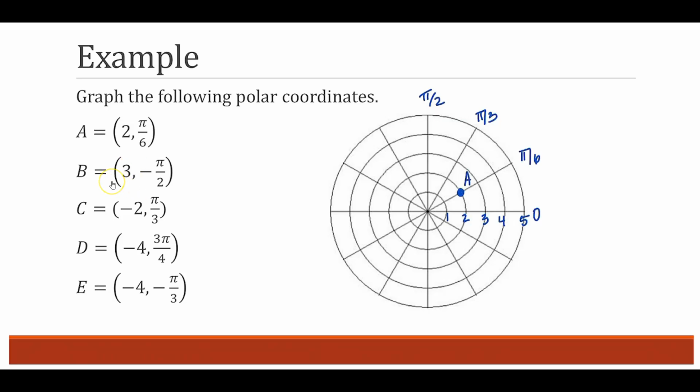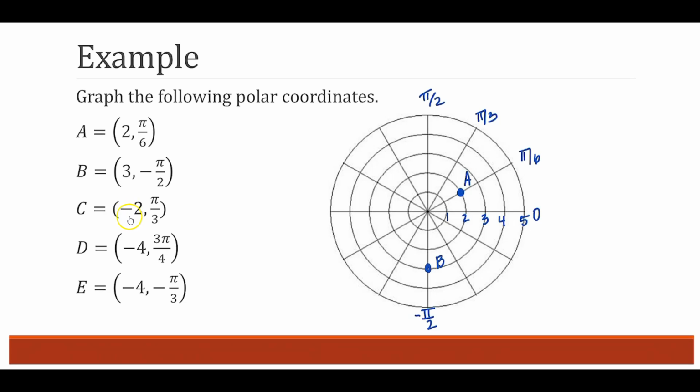Now let's try to graph B. Here I have 3, -pi over 2. So -pi over 2 is the angle, and a negative angle means that I go in a clockwise direction. So -pi over 2 is down here, and then I look at the directed distance. Since the directed distance is positive, I'm going to go from the pole 3 units towards -pi over 2. So that's going to bring me down here, and I'll label this point B. Let's move on to C.